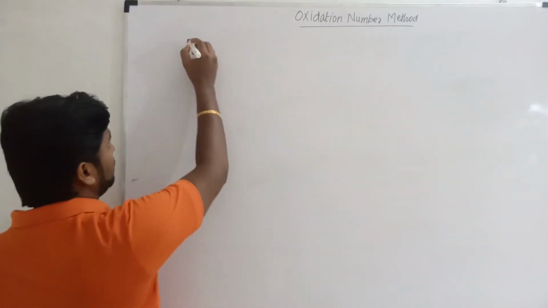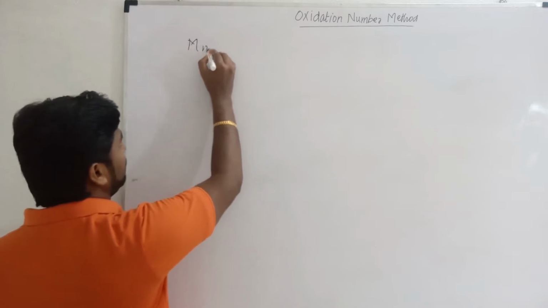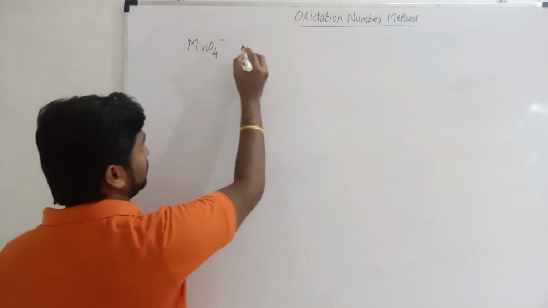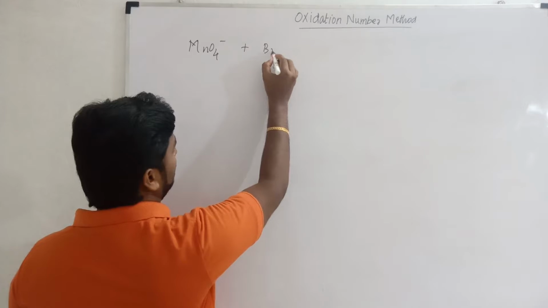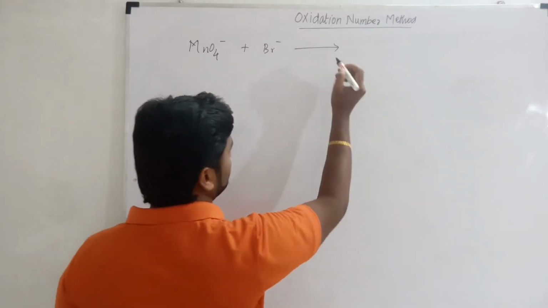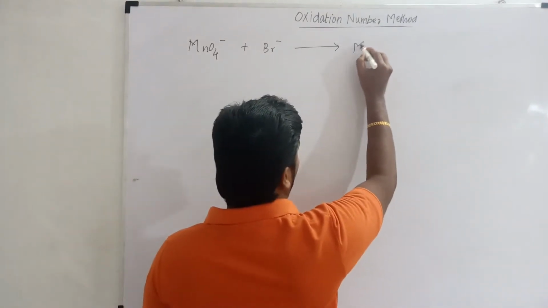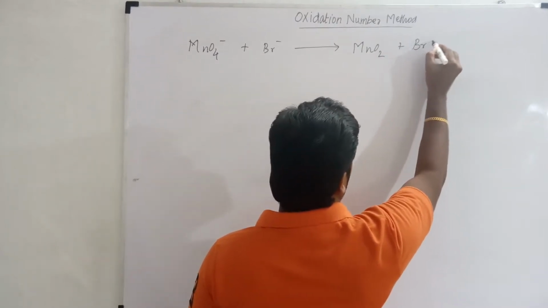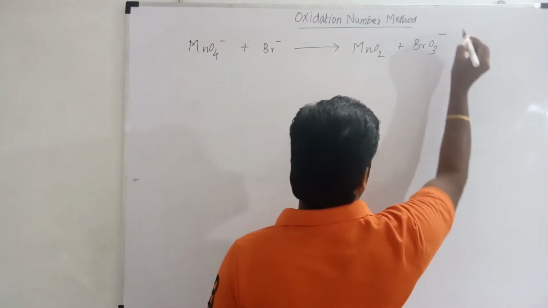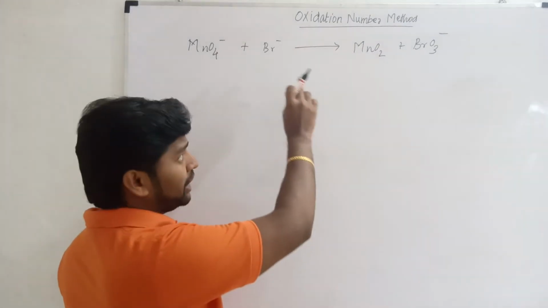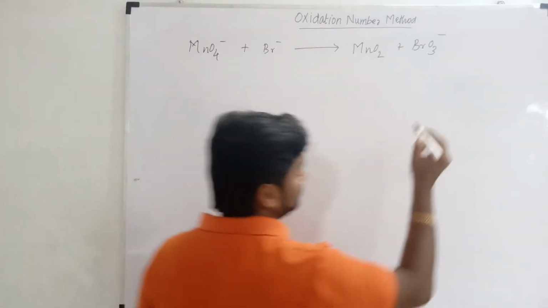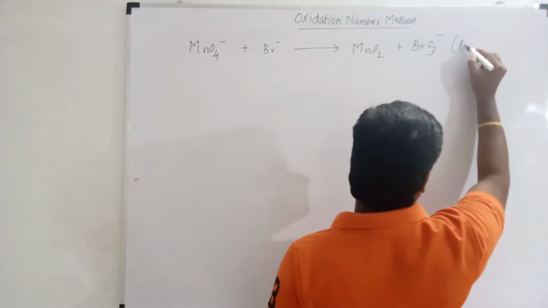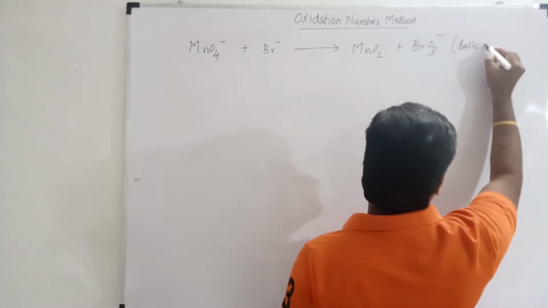For that, I have taken the reaction: permanganate, MnO4 negative, when it reacts with the bromide negative ion, it gives manganese dioxide plus bromate ion. This reaction is carried out in the basic medium.